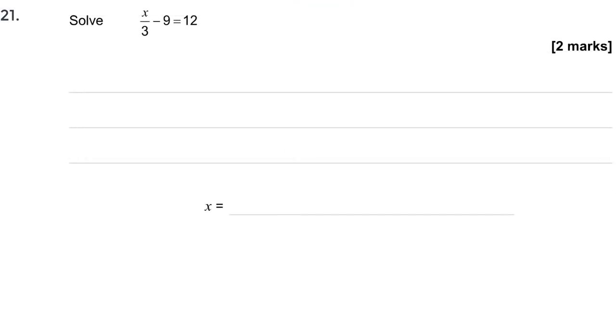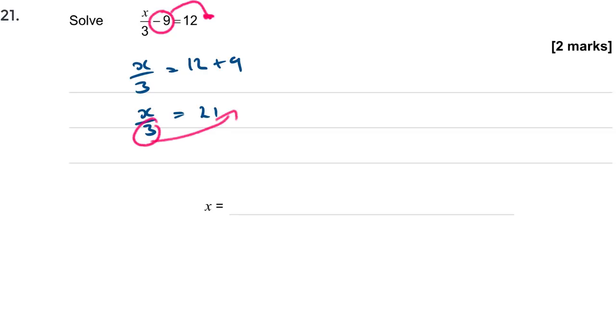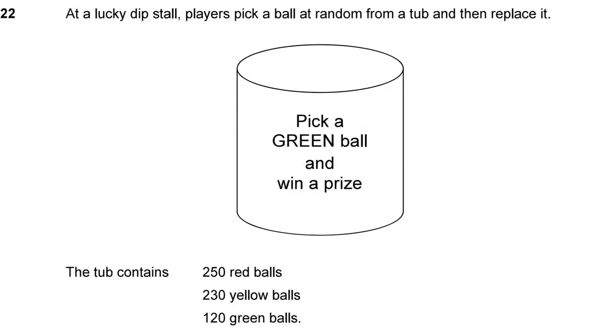Solve x over 3 minus 9 is equal to 12. Okay, let's start with this. Moving that over the equal side. Change sides, change signs. It's going to give me x over 3 is equal to 12 plus 9. 12 plus 9 is 21. So x over 3 is equal to 21. And then cross multiplying this 3 up here, I'm going to get x is equal to 63.